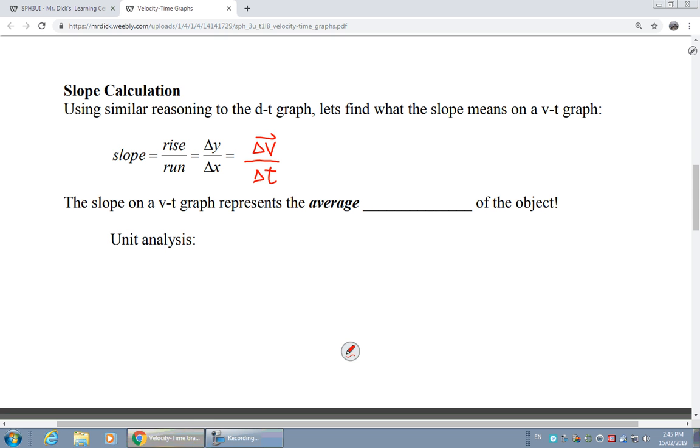But we've seen that definition before. When we take a change in velocity and we divide by some time going by, we had a special name for that. We called that acceleration. So when we find the slope on a VT graph, what we found is the acceleration. Now, technically, if we're just finding the slope of a straight line, what we really found is the average acceleration of the object.